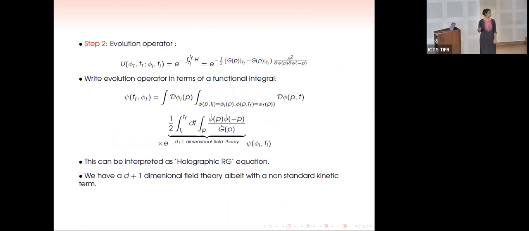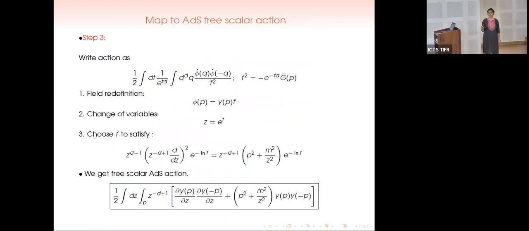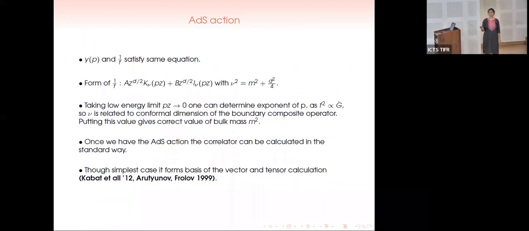Doesn't your action tell you what G is? Like G is P square or something? No, it will depend on what operator you're choosing. See, we are putting a constant here, and with that we will determine the form of 1 by F at low energy, because I already know the boundary operator dimension.